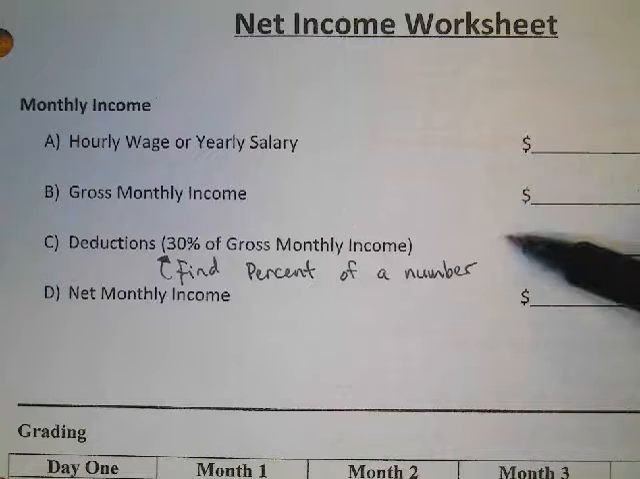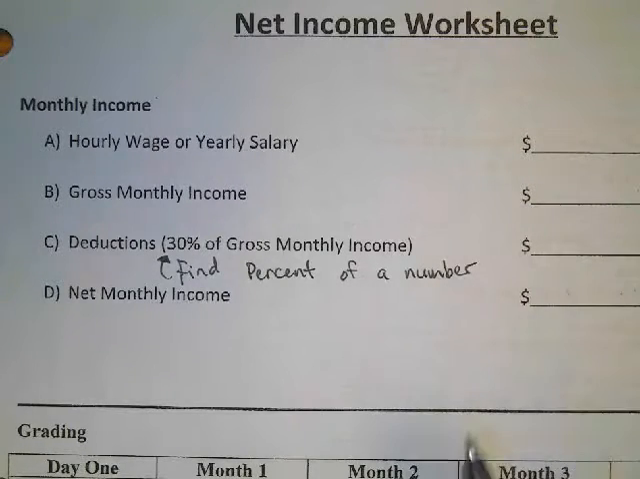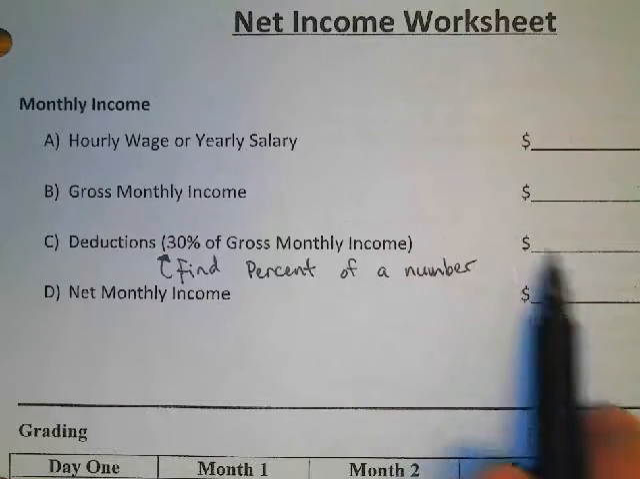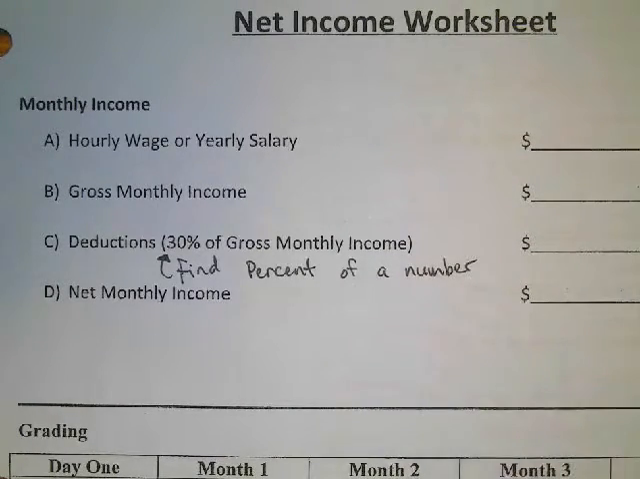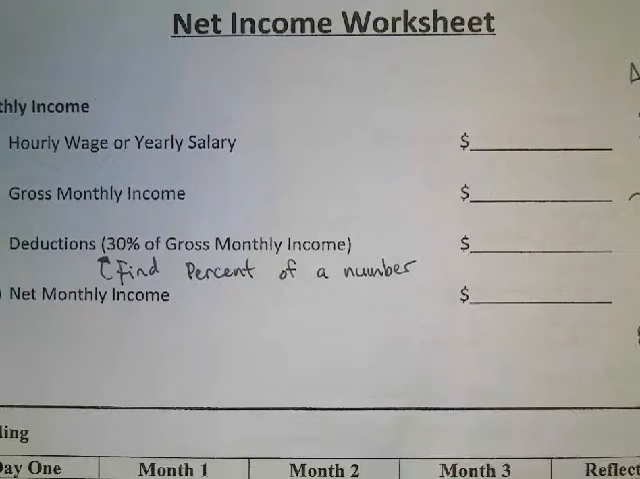If we're deducting it, what are we going to do with our deductions and our gross monthly income? And once you figure that out, you'll know how much money you actually take home each month. And that's what goes in letter D.